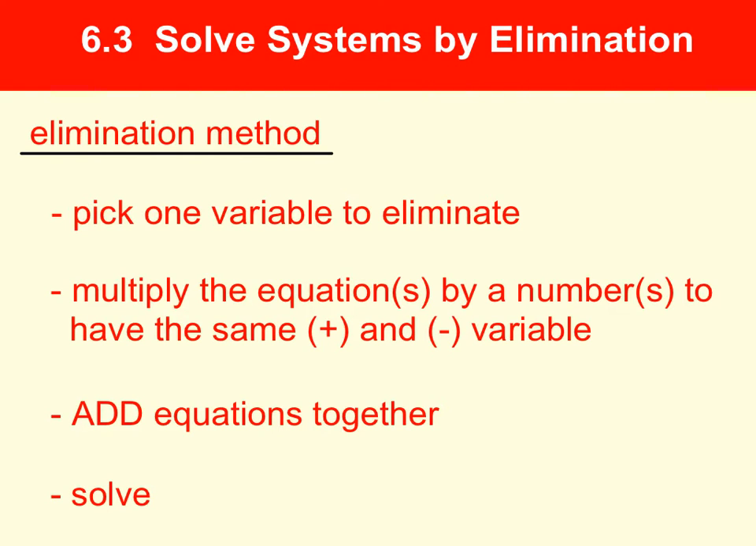Then you're going to use multiplication. We're going to multiply the equation, or possibly both of them, by a number so that they have the same positive and negative variable. That will make sense when we see an example. Then you're ready to add the equations together, and then you can solve. This step with the multiplication may or may not be necessary, so we'll show examples where it is and where it is not.